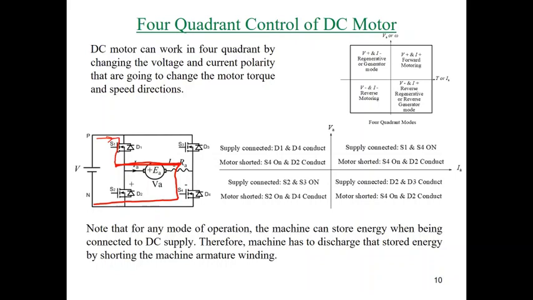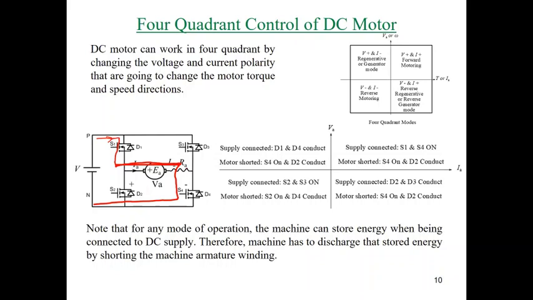If we turn off the switch S1, and there is stored energy in the machine, and S4 is on, the stored energy will force diode D2 to conduct, and it will make a short circuit on the machine in order to dissipate the stored energy on the machine winding resistance. Is it clear? Yes. Okay, so this is the first mode of operation.